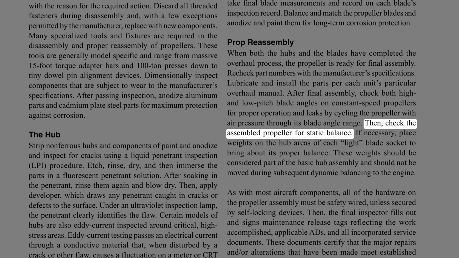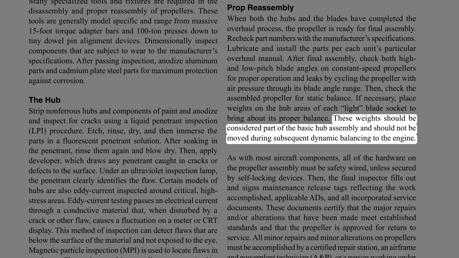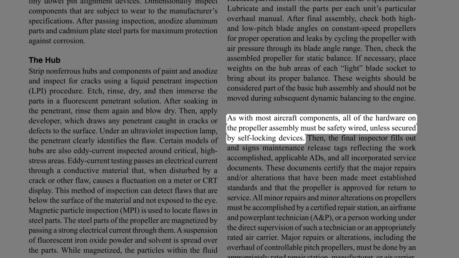Then, check the assembled propeller for static balance. If necessary, place weights on the hub areas of each light blade socket to bring about its proper balance. These weights should be considered part of the basic hub assembly and should not be moved during subsequent dynamic balancing to the engine. As with most aircraft components, all of the hardware on the propeller assembly must be safety wired, unless secured by self-locking devices.